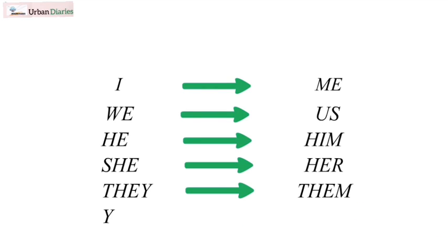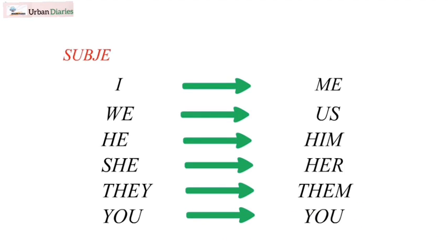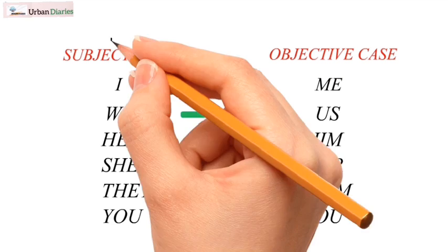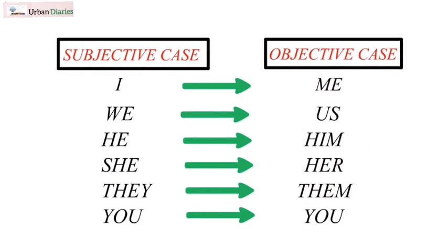You remains you because the subjective and objective case of you is you only. This is how we change subjective pronoun to objective pronoun. Guys, this you will have to memorize, okay? So either you can take a screenshot or you can write them down somewhere so that each time you know what is the correct objective case that you need to write.